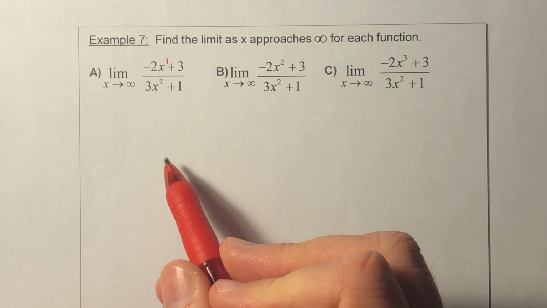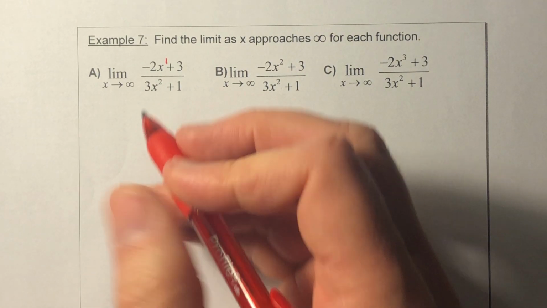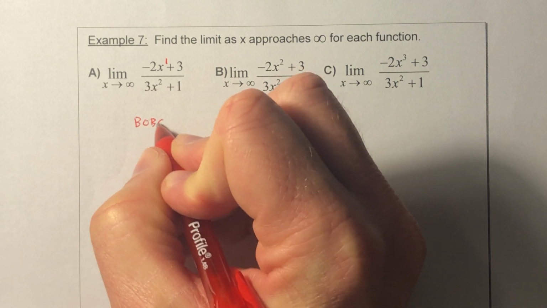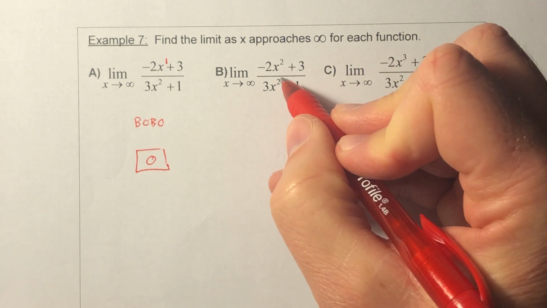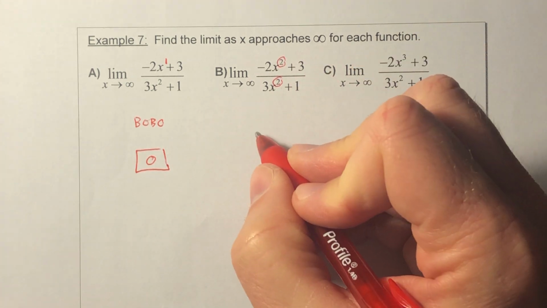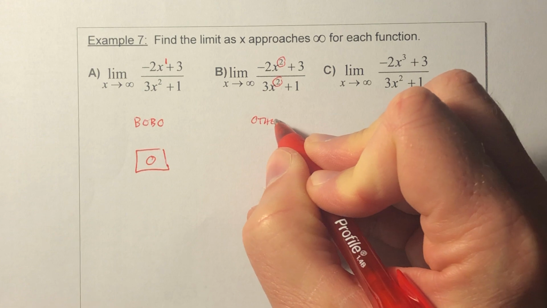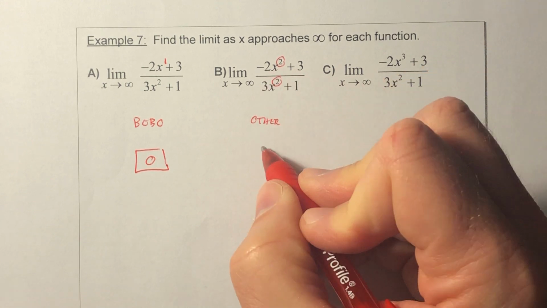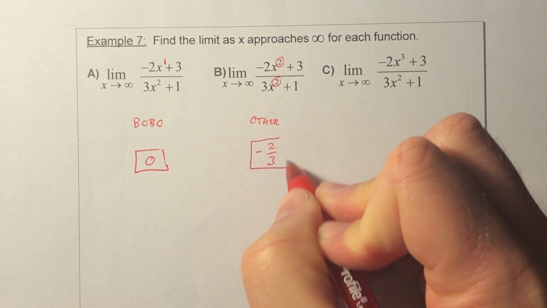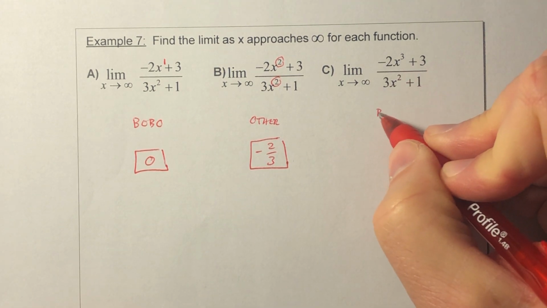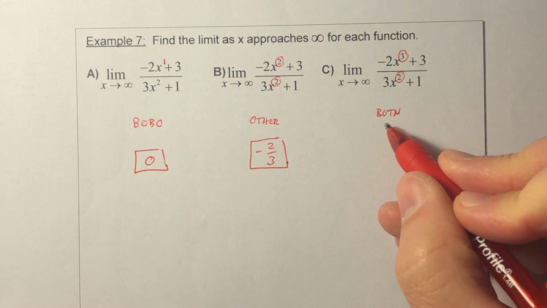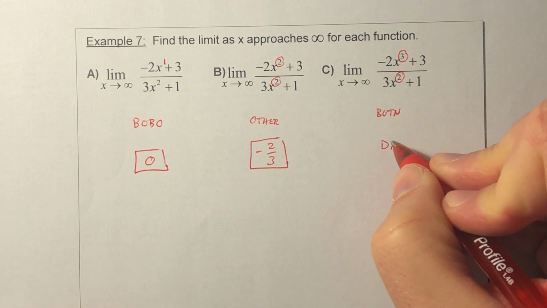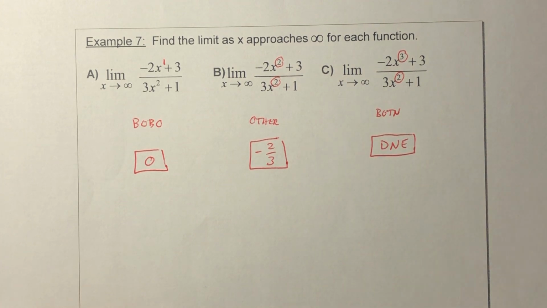So see how we have that. This is a BOBO scenario, so your limit is 0. Now these guys are the same, so this is the other. We've got to divide, -2 divided by 3. There's your limit. And this is a BOTN scenario because we're bigger on top. Look at your exponents, bigger on top. Bigger on top means nothing, so this does not exist. So that's all she wrote there.